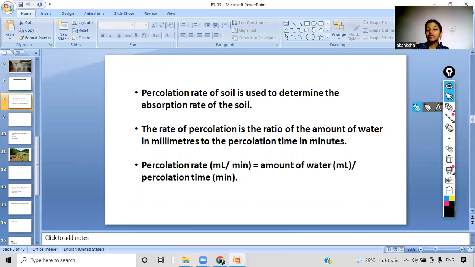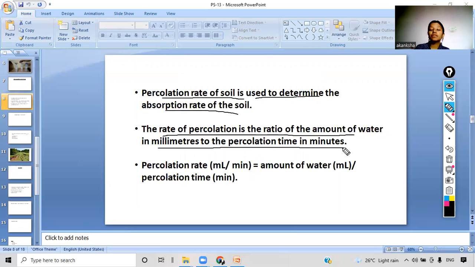Okay, so what does percolation mean here? Let's see. Percolation rate of soil is used to determine the absorption rate of the soil. Here, what is the soil absorbing? Mostly the water, and how fast it is absorbing, right? So the rate of percolation is the ratio of the amount of water in milliliters to the percolation time in minutes, right? Percolation rate in milliliter per minute is equal to the amount of water in milliliters upon the percolation time. So this is the formula for percolation rate of soil, right?